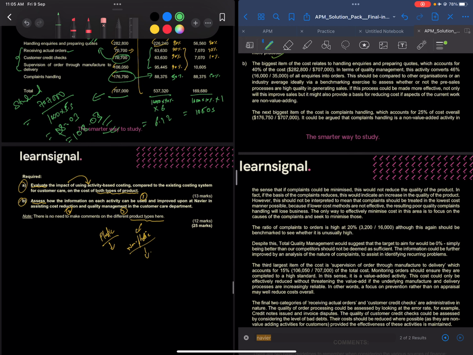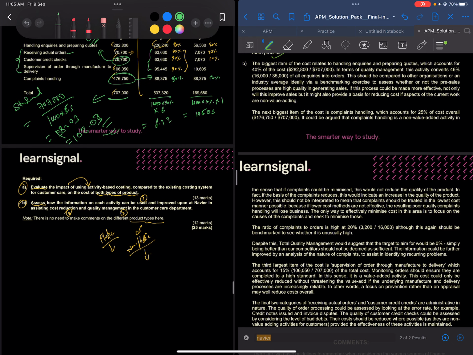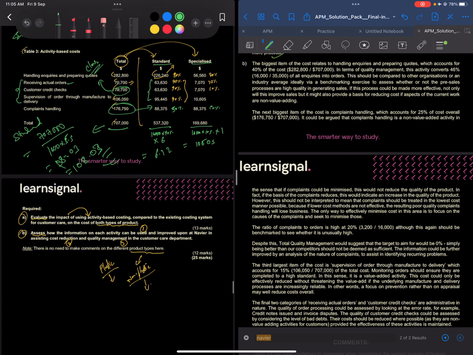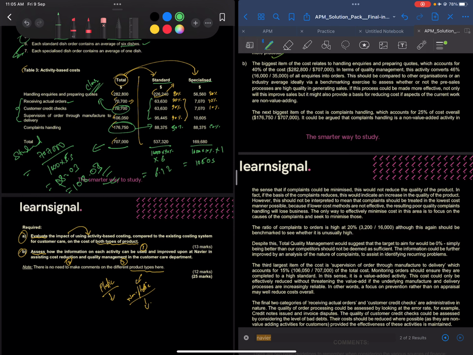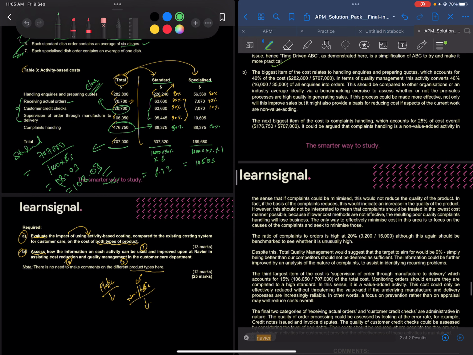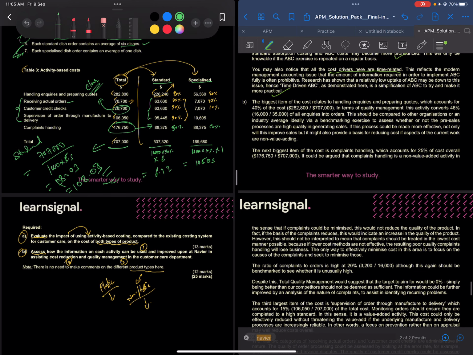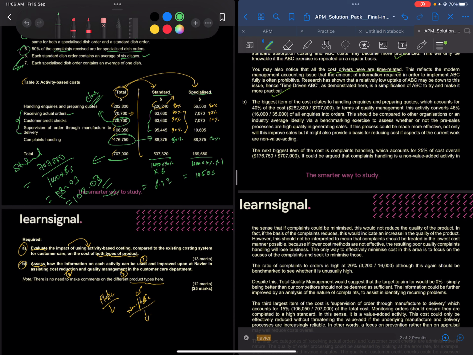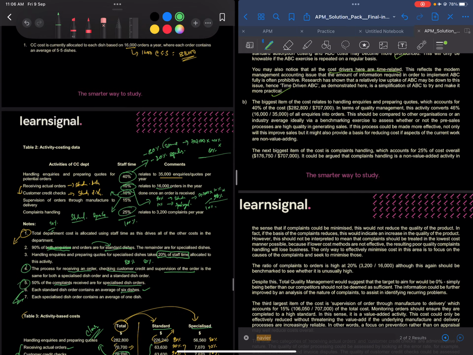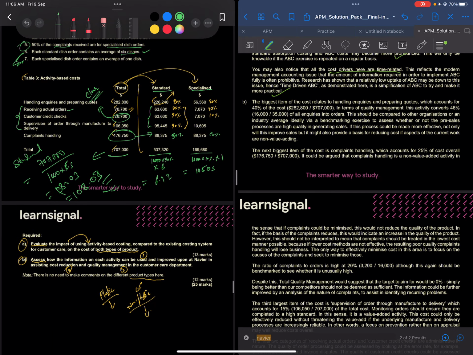Next thing, assess how information on each activity can be used and improved upon at Navier in terms of cost reduction and quality management in customer care. How can it be done? There are a lot of things that can be done. The biggest item of cost relates to handling inquiries and preparing quotes, which accounts for 40%. That's taking a lot of time, so there could be some automation right there, I think.